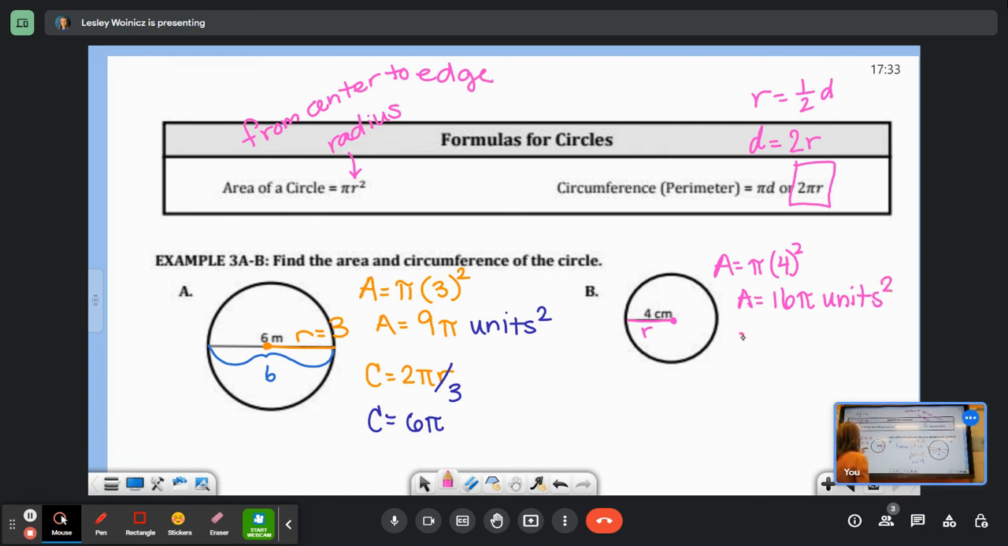Our circumference is 2 pi r. They told us the r is 4. 2 times 4 is 8. So our circumference is 8 pi units.